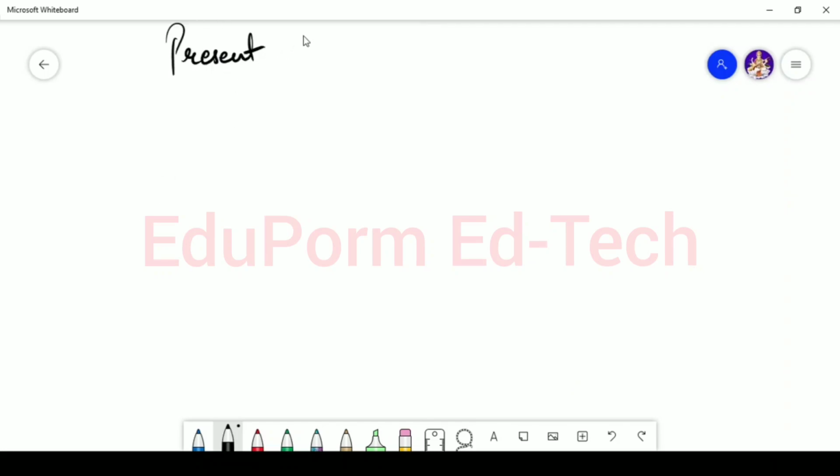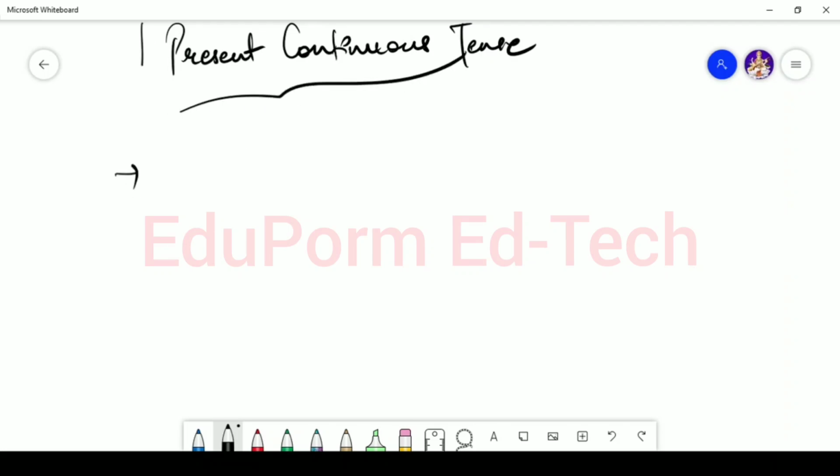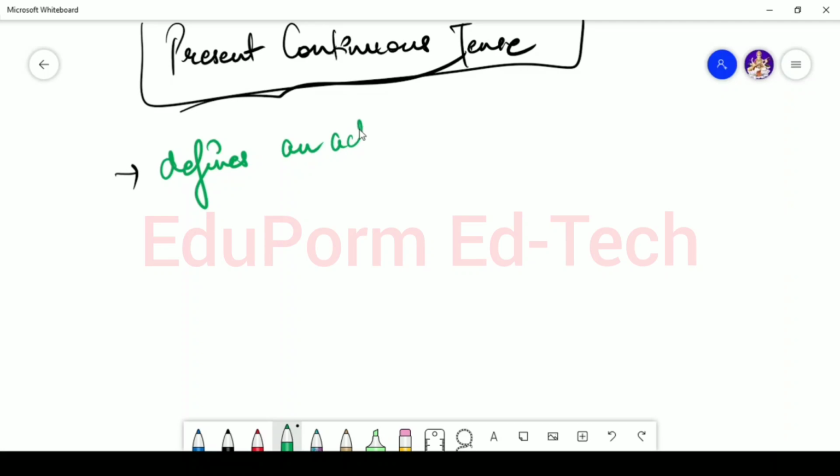So today we are going to talk about the second form of present tense, that is present continuous tense. So what is present continuous tense? Present continuous tense basically defines an action in progress in present time.